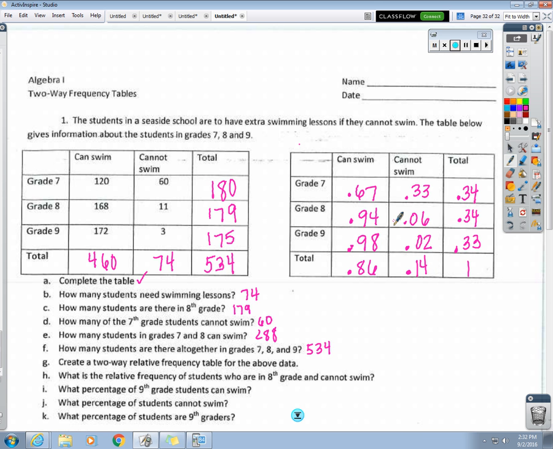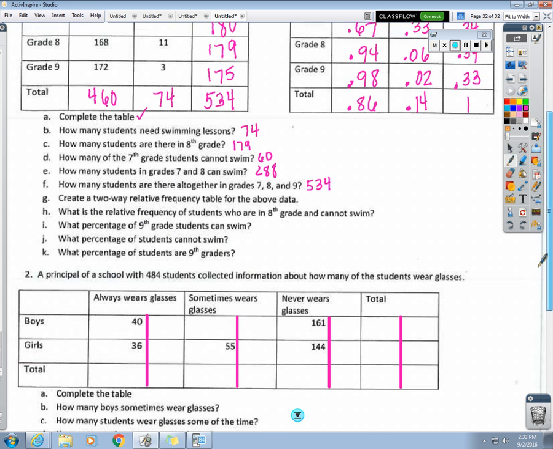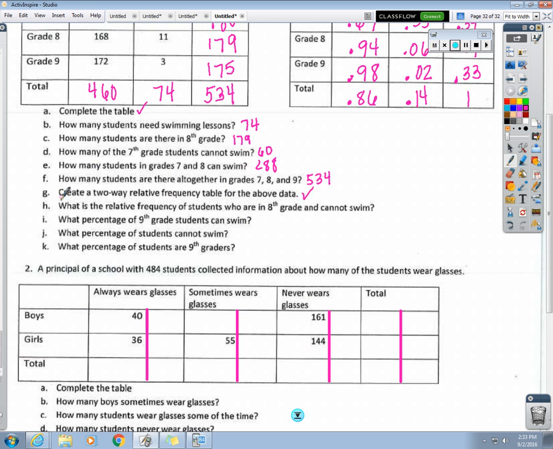Okay, so now that we've done the relative frequency table, we're going to answer a few more questions. We're going to skip H.